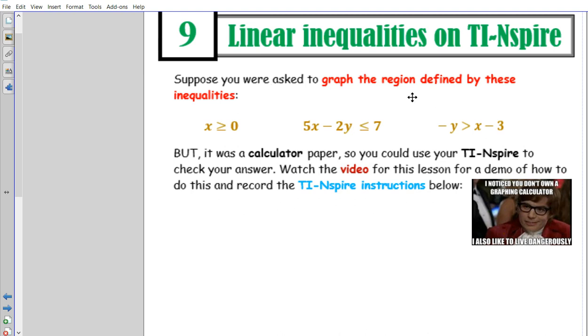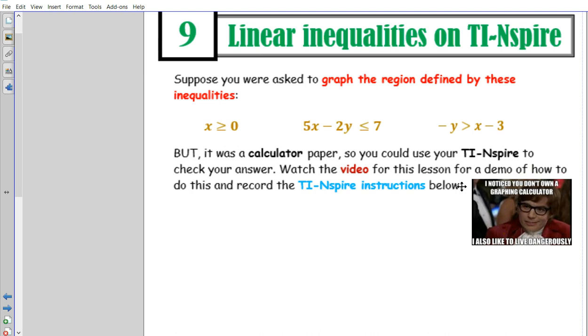So imagine if you're asked to graph those. In previous lessons you learned just how to graph those, no problem. But imagine if it was a calculator paper. You could also use your TI Nspire to check your answers are correct. So imagine you graphed them, you worked out where the required region was, and you label it R. How could you quickly check your answer using this neat little application on the TI Nspire? So watch the video you're watching now for a demo of how to do this and record the TI Nspire instructions below.